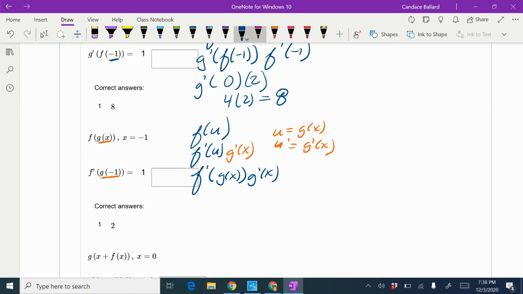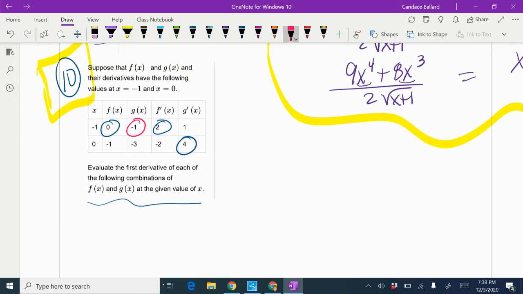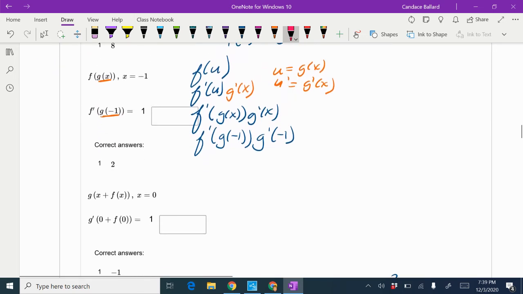And I'm going to go ahead and plug my value in. It looks like this time I'm plugging in a -1. So f prime of g of -1 times g prime of -1. So we need g of -1. I'm going to go up to my table. So g of -1 is -1, and the prime would be 1. So -1 and 1.